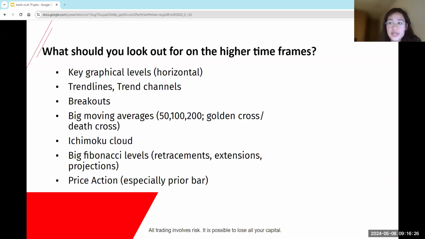And lastly, your price action. Price action basically refers to the past, present, and the future momentum from the previous bar in order to dictate your strategy. So that's why we're saying especially the prior bar.